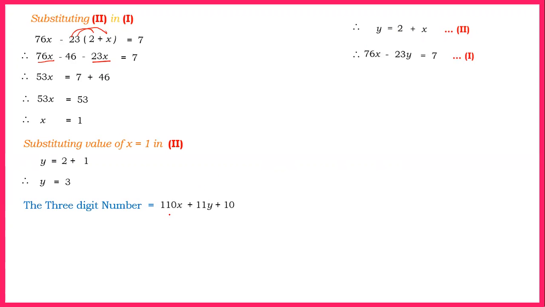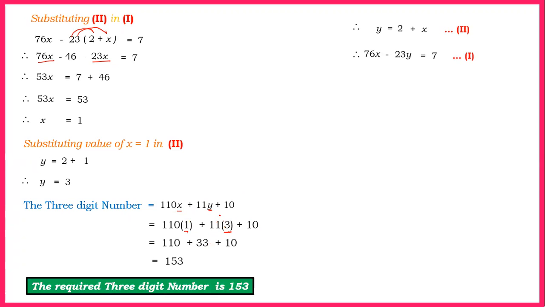So let us find out the 3-digit number from the previous screen. We have it. The 3-digit number is 110x plus 11y plus 10. So let us substitute the value of x and y. 110x, x will be 1, 11y, y will be 3, and 10 as it is. So 110 into 1 is 110. 11 into 3 is 33, plus 10. 110 plus 33 plus 10 would be 153. Then you can write the required 3-digit number is 153, or if you're following the question exactly, the original number is 153.